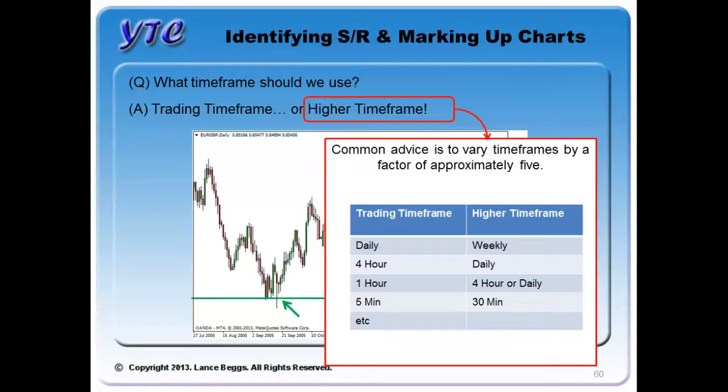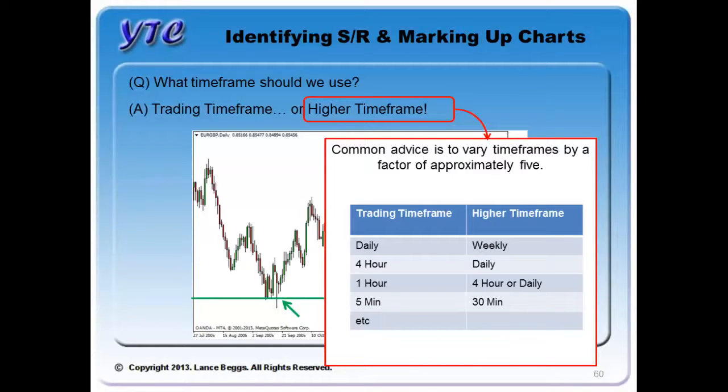Traders on the 4-hour chart might use the daily, 4 5s being 20. We round that up to the more commonly used 24-hour chart or daily chart. Traders on the 1 hour might use the 4-hour for SR. Again, a factor of 5 would make it a 5-hour chart, but we typically adjust up or down to whatever is the closest, more commonly used time frame, in this case the 4-hourly. And 5-minute traders might use the 30-minute.